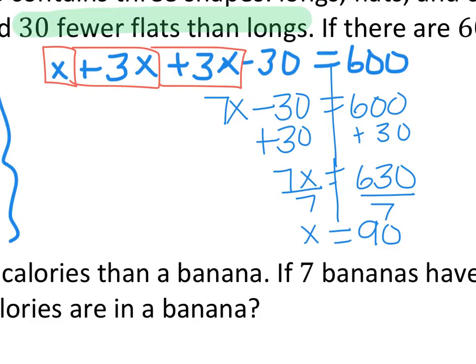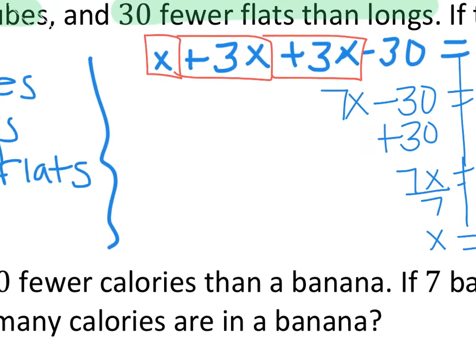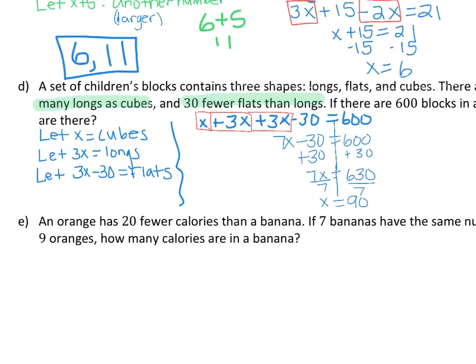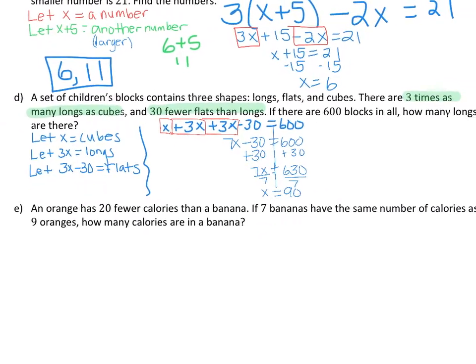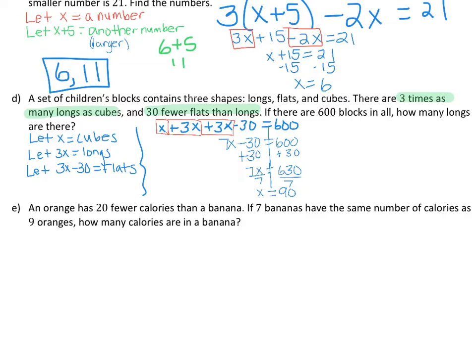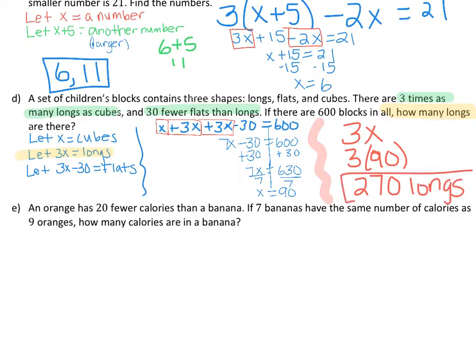We know that there are 90 of x. But let's take a look again and see what x equals. X are the cubes. This problem is asking us specifically how many longs there are. Well, longs, I know, is 3x. Oops, let's go to a pen. So I know that 3x represents the longs, so let's plug in 3 times 90, which means there are 270 longs. I know that x is 90, that's why I plugged in the 90 there.